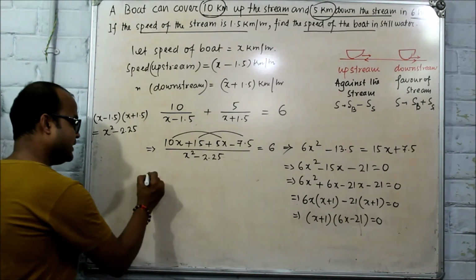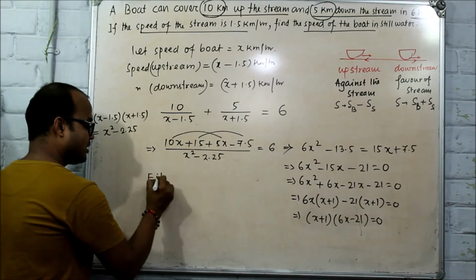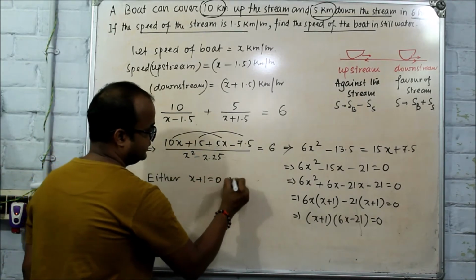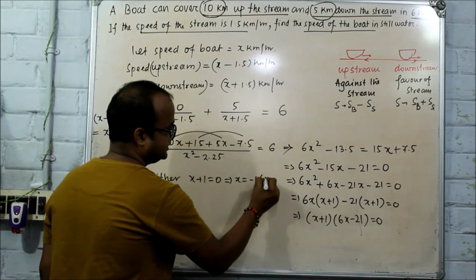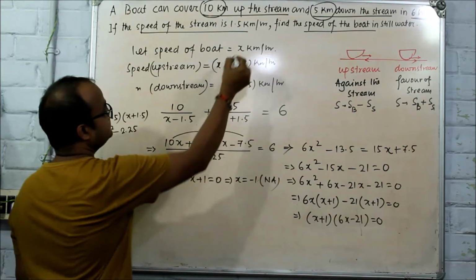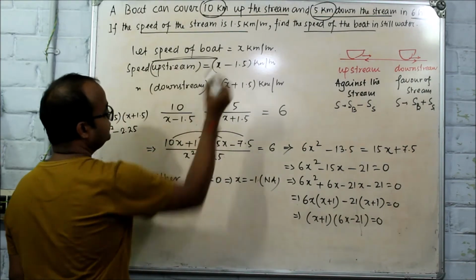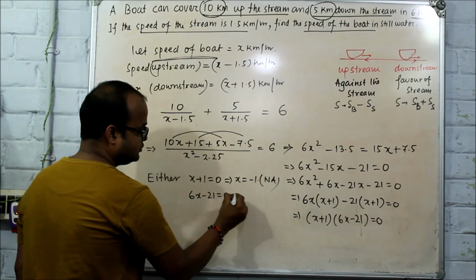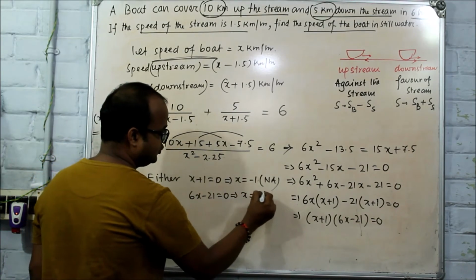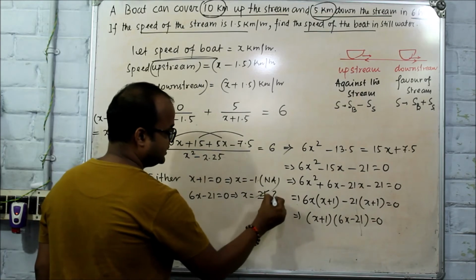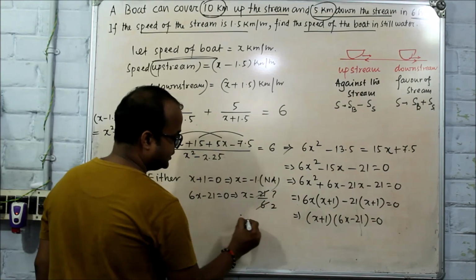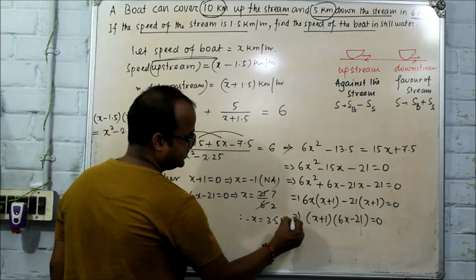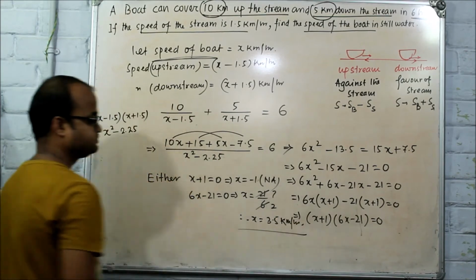So we can say that either x plus 1 is equal to 0, which implies x is equal to minus 1, and this is not applicable because x is the speed of the boat, or 6x minus 21 is equal to 0, which implies x is equal to 21 by 6, therefore x is equal to 3.5. So the speed is 3.5 km per hour.